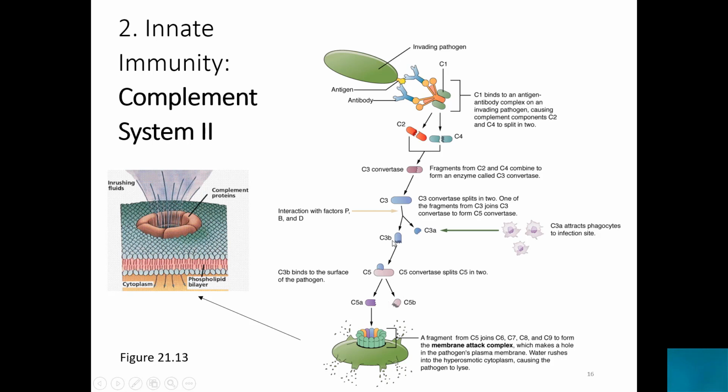Finally, when they are activated through that long chain of chemical reactions, they can produce the membrane attack complex. That green one is a pathogen. The membrane attack complex is when those proteins are making a hole in the pathogen's plasma membrane. Water rushes into their cytoplasm, causing that pathogen to die.